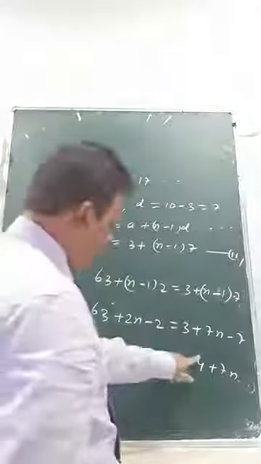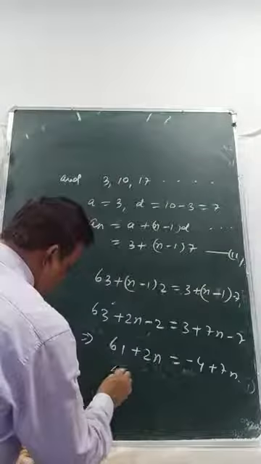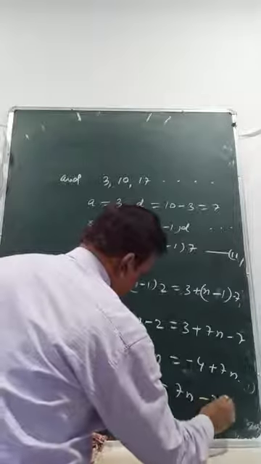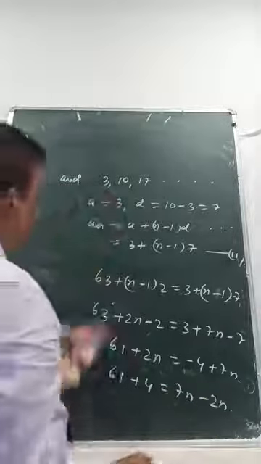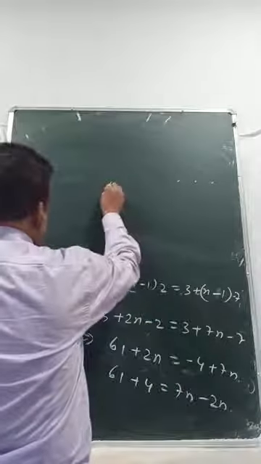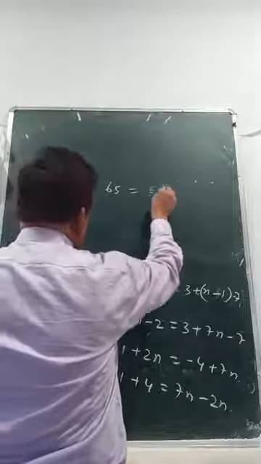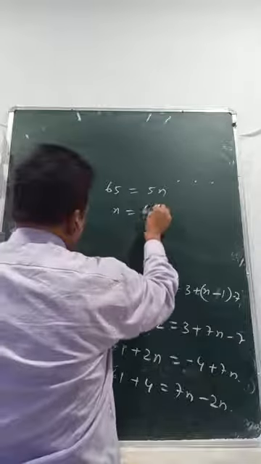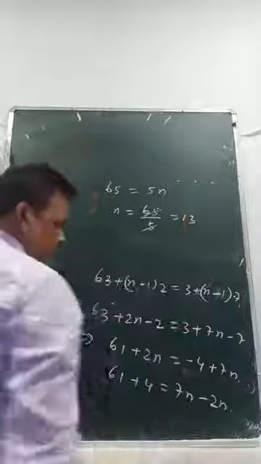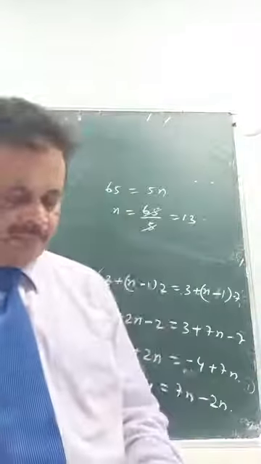So like terms together, bring this on this side. 61 plus 4 equals 7n minus 2n. So how much you got? 65 equals 5n. n is equal to 65 by 5, that is 13. Okay?